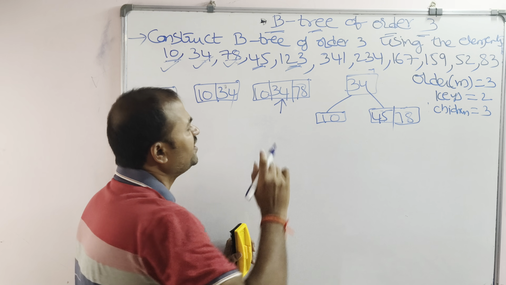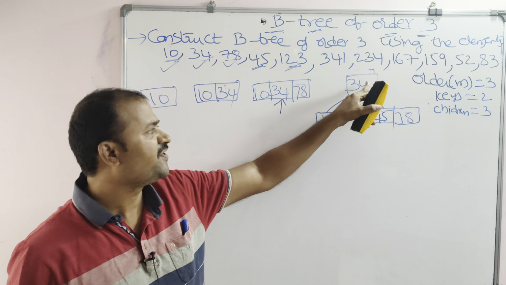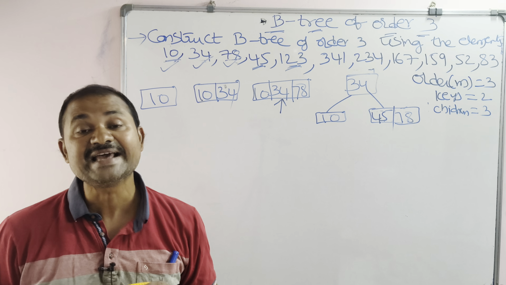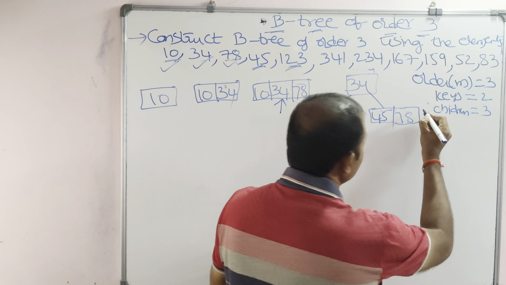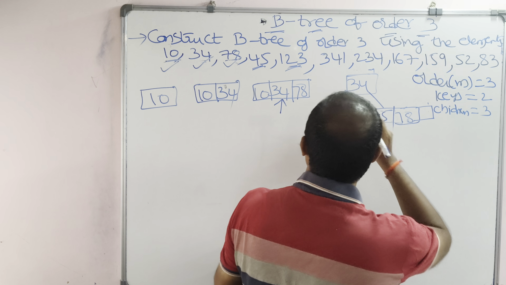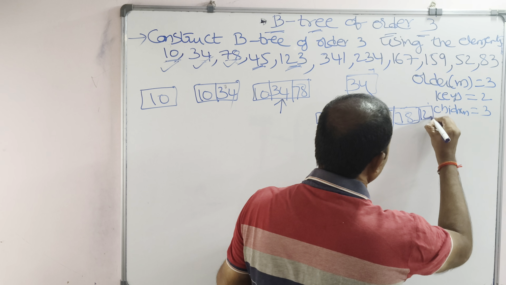Next one is 123. 123 is greater than 34, so we have to insert it in this leaf node. After 78 we have to insert 123.